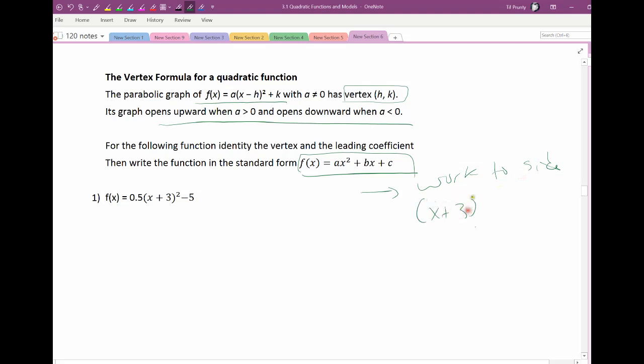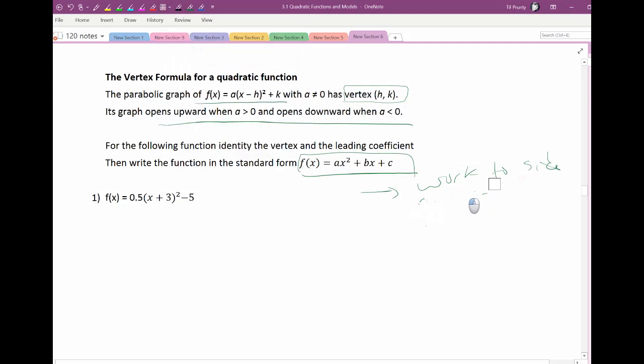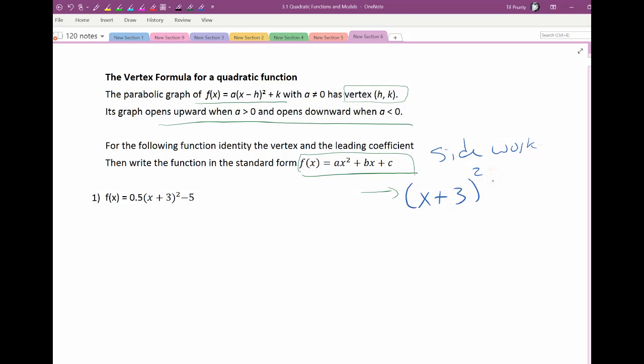Remember what x plus 3 squared is. Right? X plus 3 squared, bigger pen. Alright, so work to the side, so this is kind of side work. So remember what x plus 3 squared is. It means squared means I'm taking the same thing times itself, right? 2 squared means 2 times 2, which gives me 4. 3 squared means 3 times 3, which gives me 9. X plus 3 squared, remember, really means x plus 3 times x plus 3.